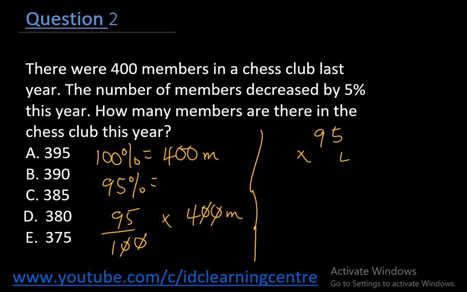95 times 4. 4 times 5 is 20. Put your 2 here. 4 times 9 is 36 plus 2. It will give me 38. So the right answer is 380, which is D.